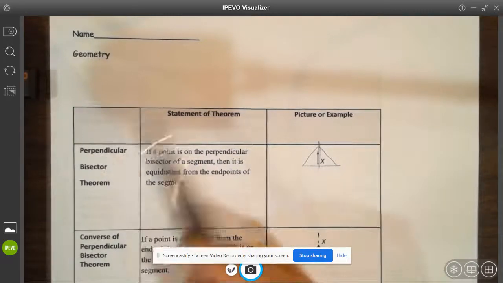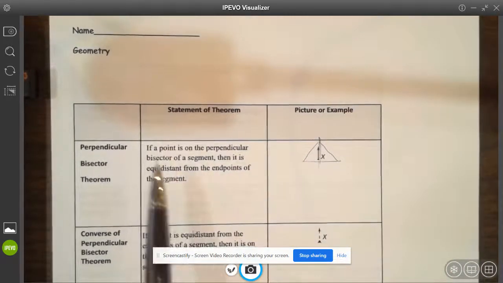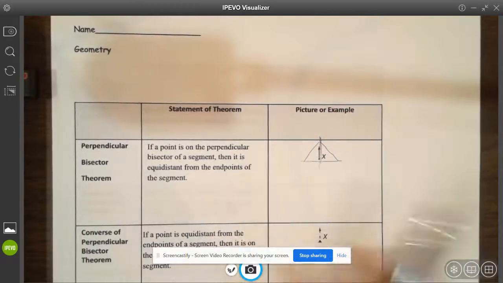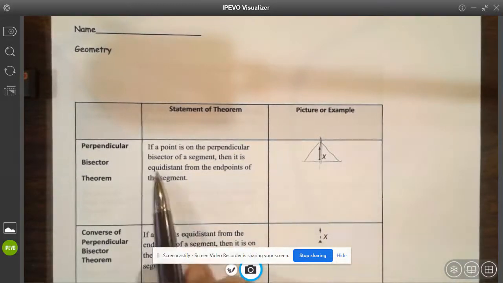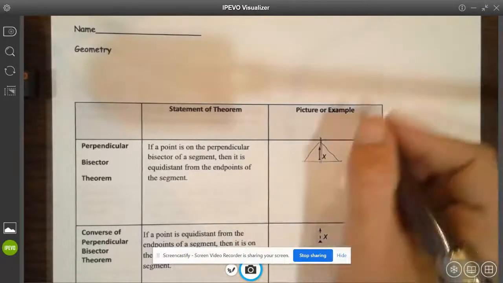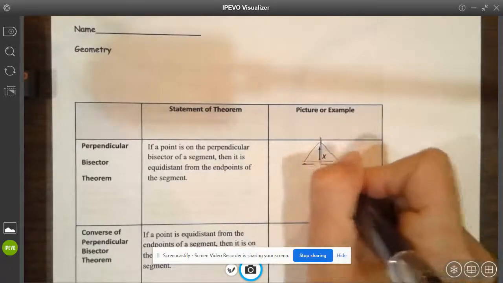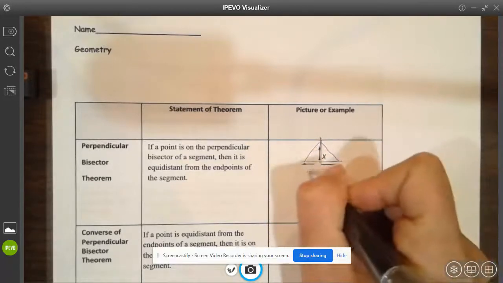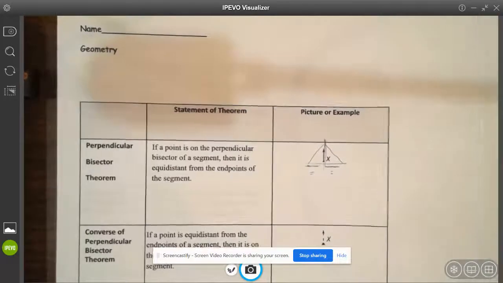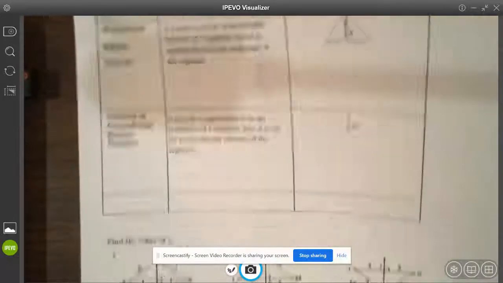So perpendicular bisectors, this is the theorem. If a point is on the perpendicular bisector of a segment, then it is equidistant, meaning same distance, from the endpoints of the segment. So that means that this side and this side are going to have the same measurement here. That's pretty much what it says. All right, we're not going to talk about the converse. Let's look at some examples.